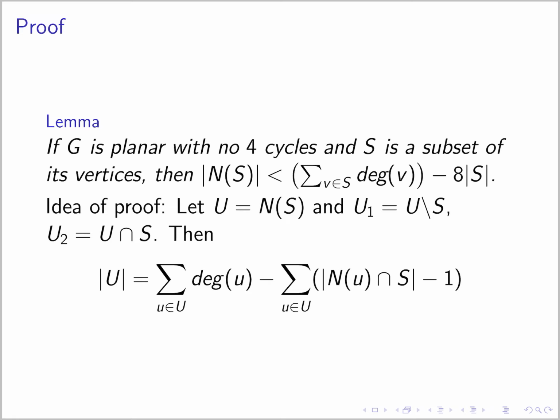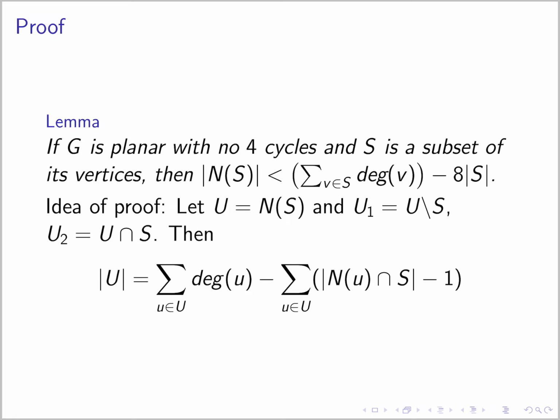The second lemma, which is very critical and crucial for our work, works only for planar graphs without 4-cycles. Let S be a subset of its vertices. Then the claim is that the size of N of S is always less than the sum of degrees of vertices in S minus 8 times the size of S.